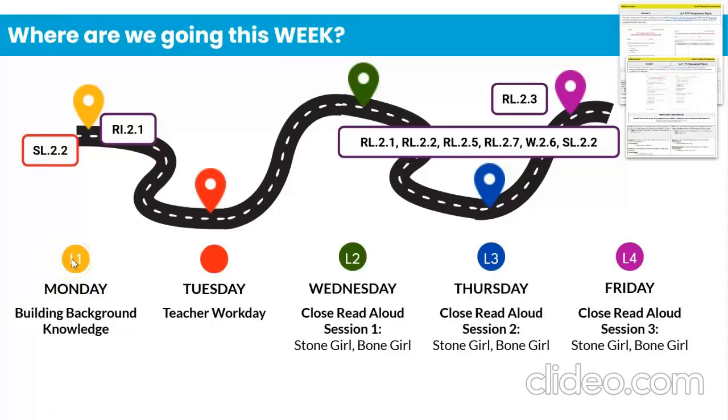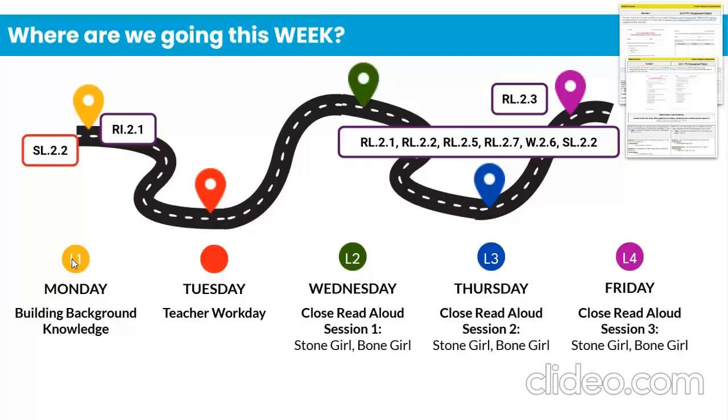Students engage in a close read-aloud of the text Stone Girl, Bone Girl. Because this is a narrative nonfiction text, students interact with their reading literature standards. In the first 3 sessions of the close read-aloud, students practice RL 2.1, 2.2, 2.5, and 2.7. W2.6 and SL2.2 act as vehicle standards for students to express their understanding in both speaking and writing. The close read-aloud sessions prepare students for success on the multiple choice and constructed response questions of the unit assessment.